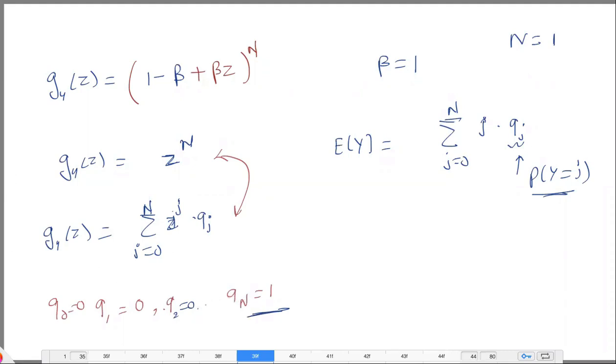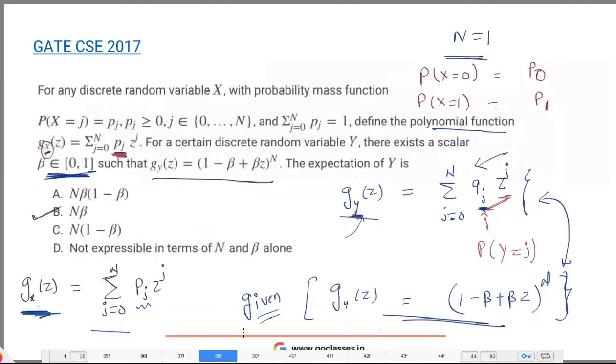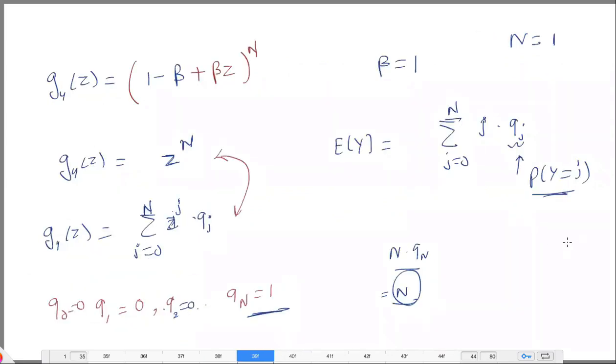Now we find the expectation, which is j into qj, so everything will be 0. It will be just n into qn, and qn is just 1, so it is just n. So expectation is coming out to be n. So if you plug in beta is 1, then expectation is again coming out to be n. So again B is the answer. Or I think it is good if you put beta and n both to be 1.